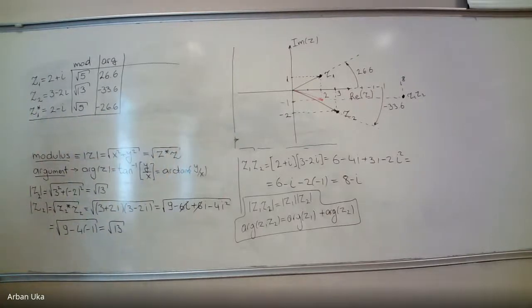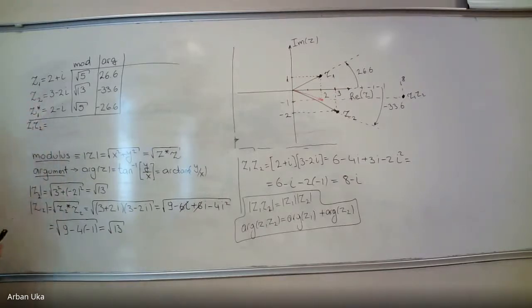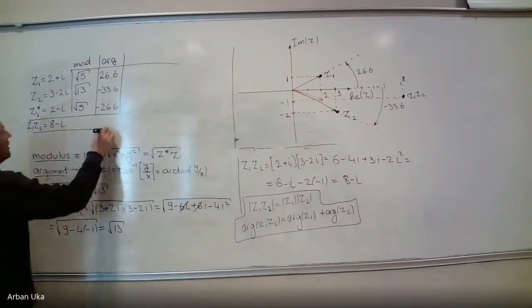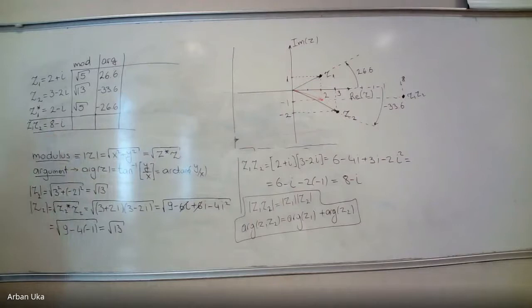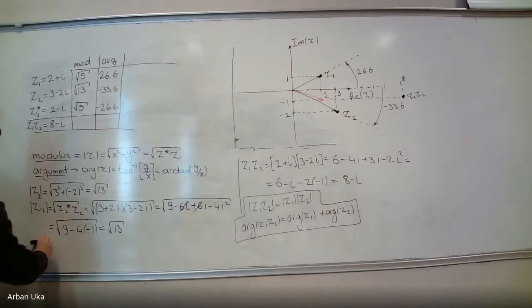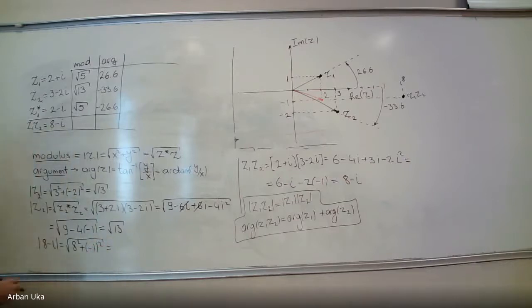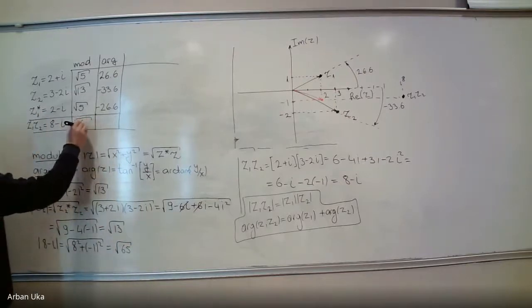And let's write here what is Z1, Z2. If we multiply Z1 and Z2, we got the answer, it's 8 minus I, so this is equal to 8 minus I, and we got another complex number. So what is the modulus of 8 minus I? The modulus of 8 minus I is equal to the square root of 8 squared plus minus 1 whole squared. So 8 times 8 is 64 plus 1, square root of 65, okay? So we get here the square root of 65.